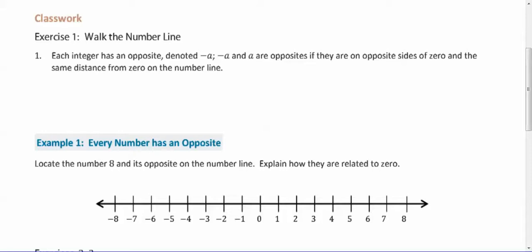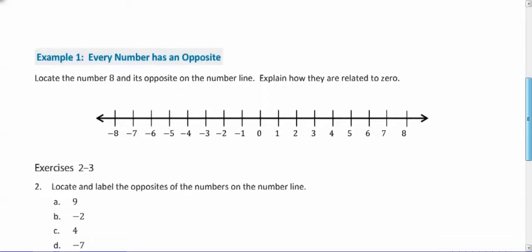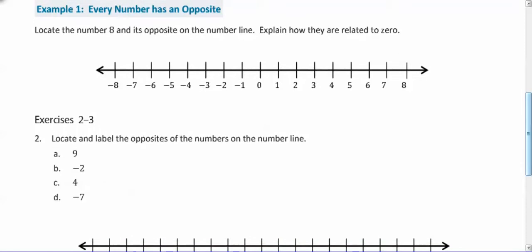So the first one, example, says every number has an opposite. Locate the number 8 and its opposite on the number line and explain how they are related to 0. So let's take a look at this. So we are going to locate 8. It's right here. And the opposite of a positive 8 is going to be a negative 8. So that would be here.